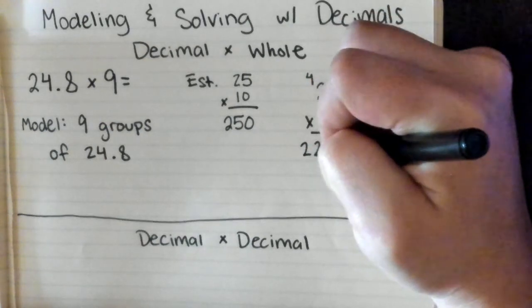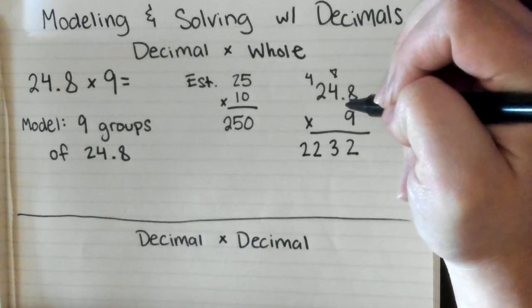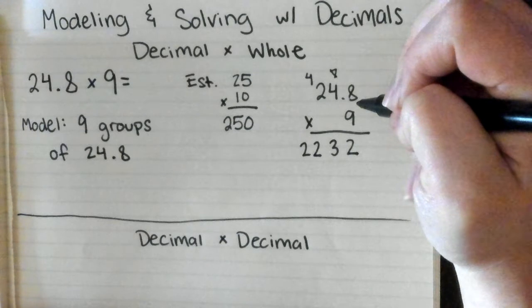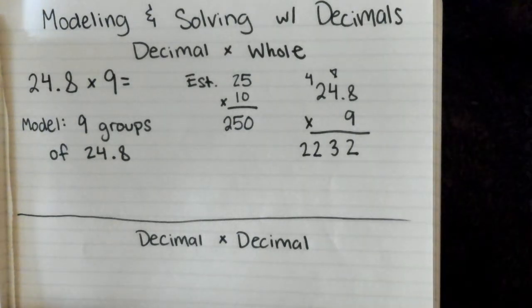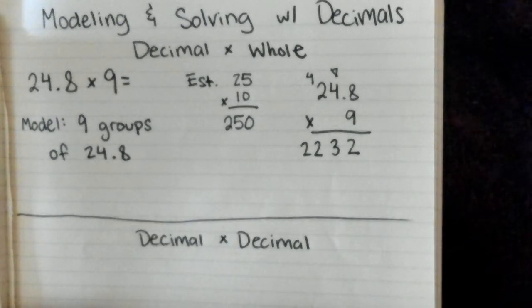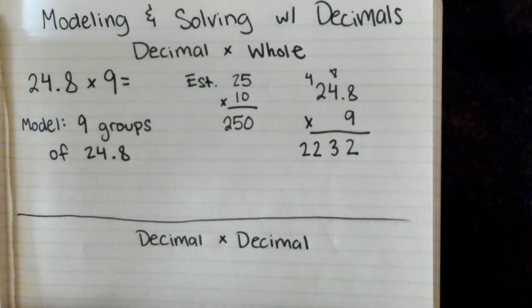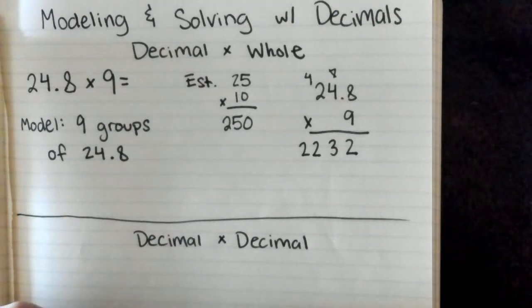Don't be afraid to count with your fingers. They're there for a reason. So I got 2,232. Obviously not my right answer. That's way too big. So go back and look at your estimate. Your estimate's 250. Where could I place that decimal point to get it close to 250?